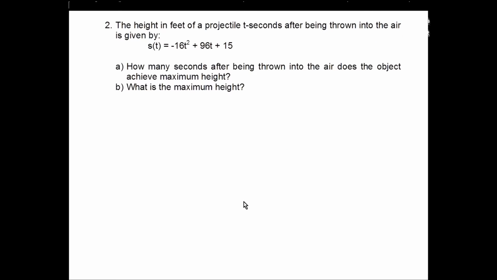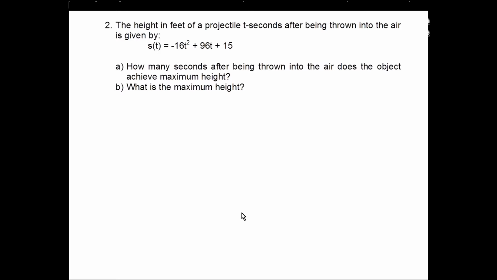Number 2, the other rocket scientist problems. So the height in feet of a projectile, t seconds after being thrown into the air, is given by that thing. S of t equals negative 16t squared plus 96t plus 15. Notice, the function is given to you. It's given to you in general form. When we found it in number 1, we found it in factored form.